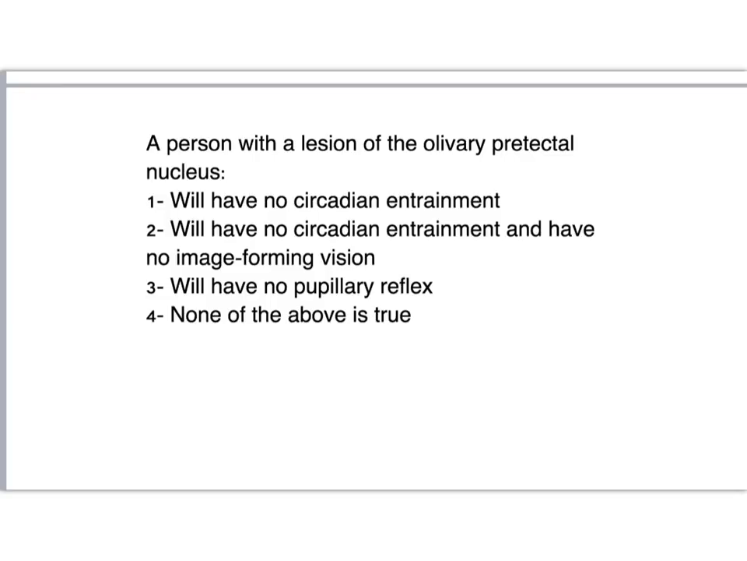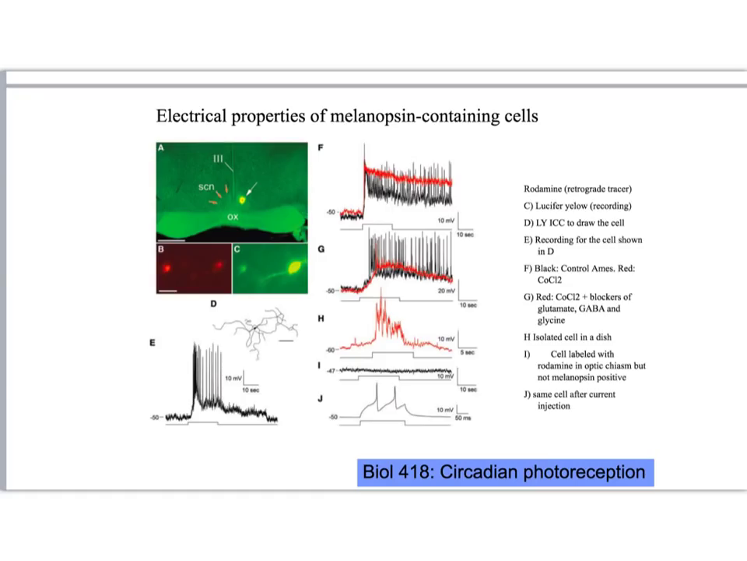A person with a lesion of the olivary pretectal nucleus will have no circadian entrainment, have no image-forming vision, will have no pupillary reflex, none of the above is true. Okay, just think about these possibilities and we can discuss them later.